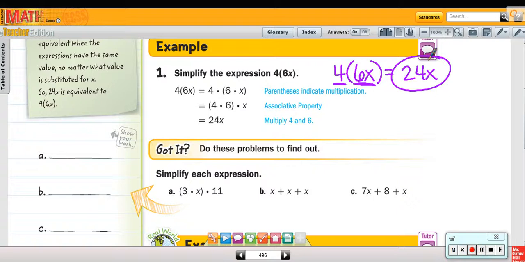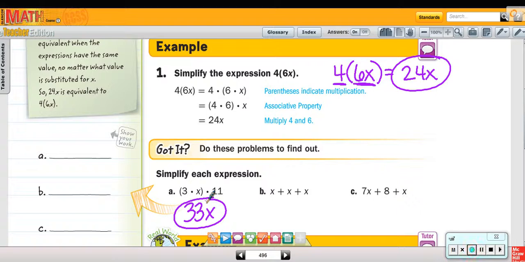So let's look through these together. If I have 3 times x times 11, what would I get when I simplify that expression? Paige? 33x. Very good. We combine the 3 times 11 to make 33, and the x is still there. It has to be multiplied. It can't be combined with the 33. Now, it looks like it's combined because it's smashed together, right? But that still means 33 times x, doesn't it? Yeah.